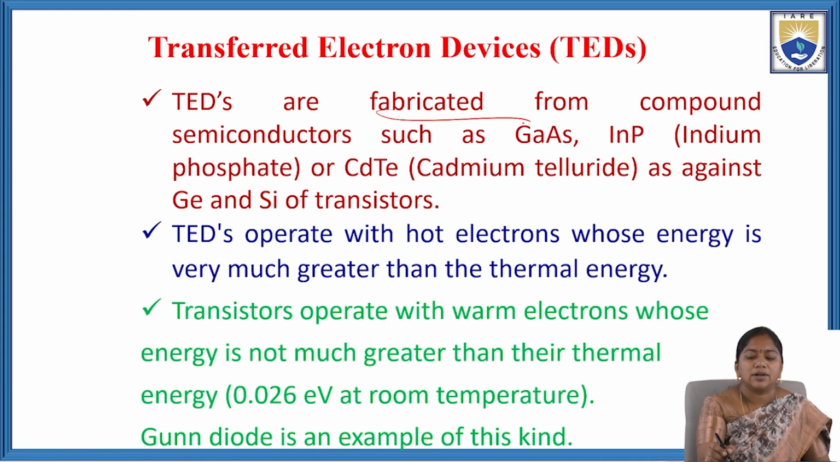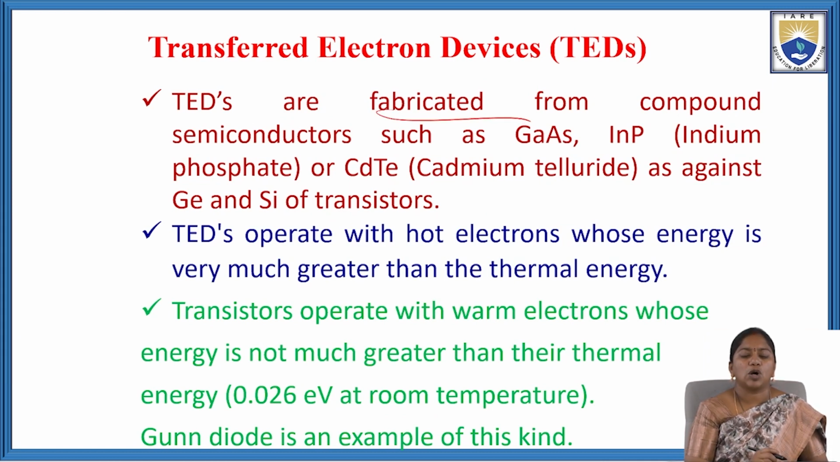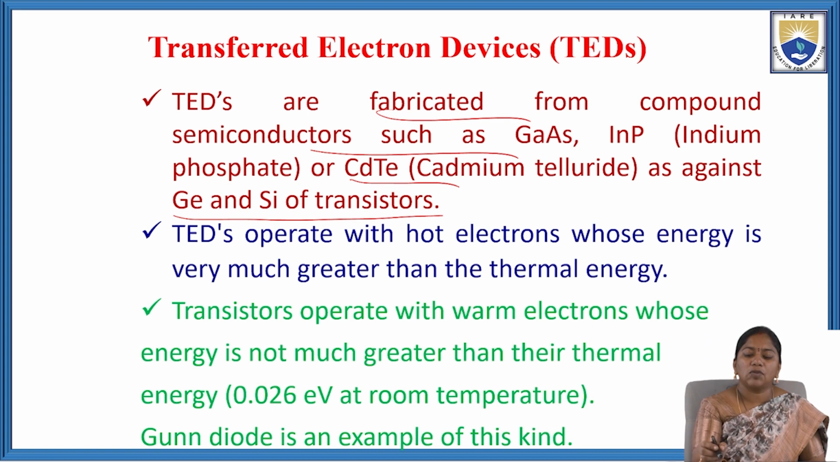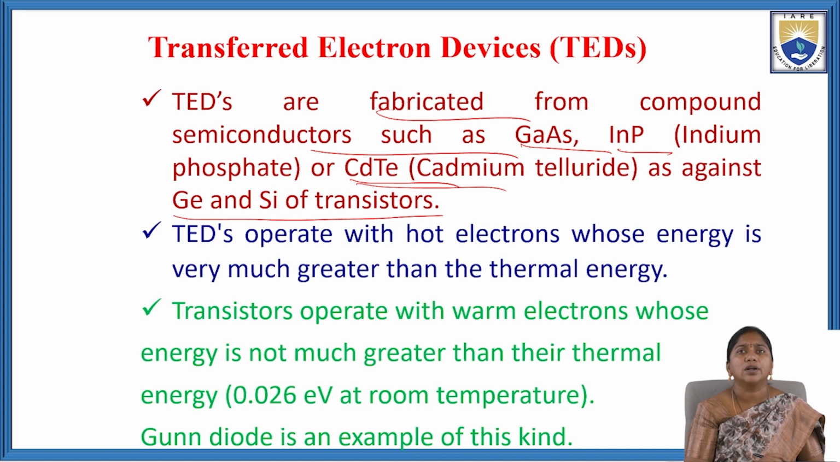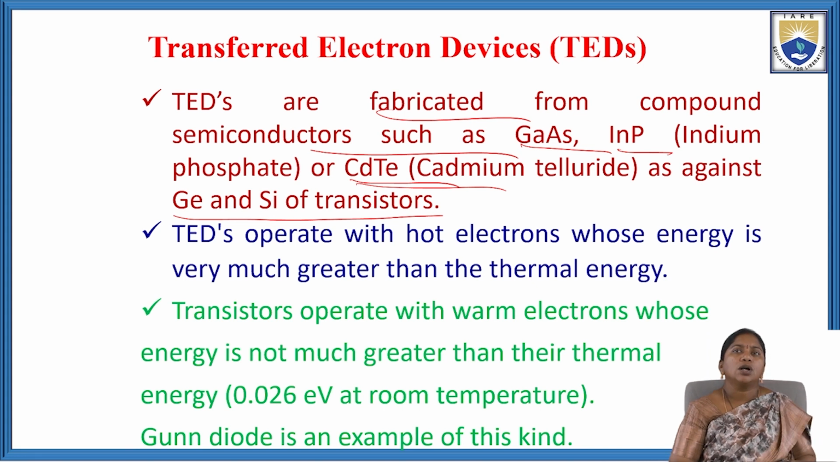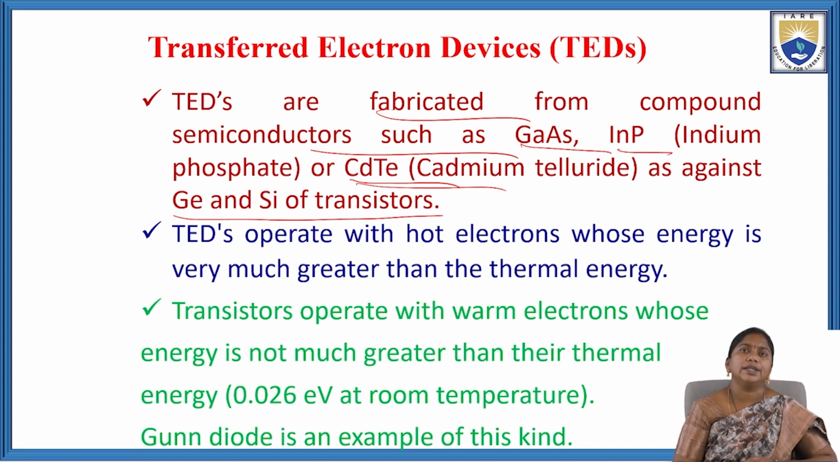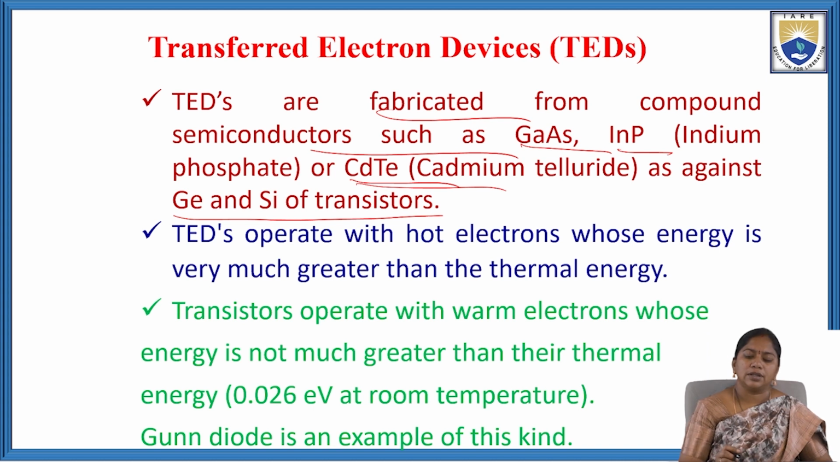Transfer electronic devices (TEDs) are fabricated from compound semiconductors such as gallium arsenide, indium phosphide, and cadmium telluride, as against germanium and silicon. So, instead of germanium and silicon, we are using gallium arsenide, indium phosphide, and cadmium telluride for the fabrication of the transferred electronic devices over the germanium and silicon of the transistors.